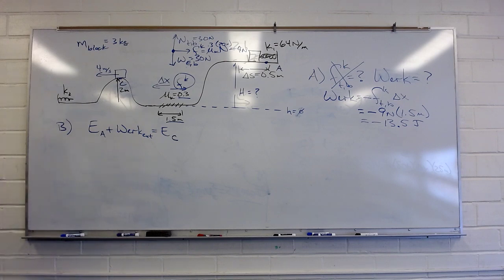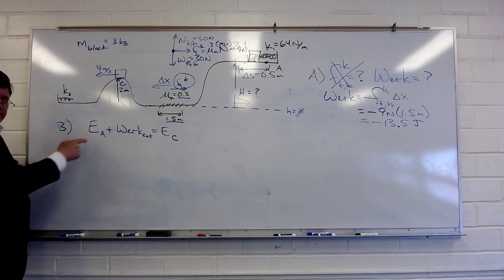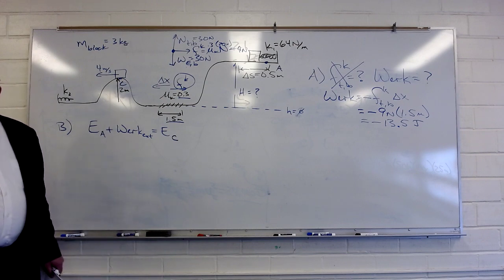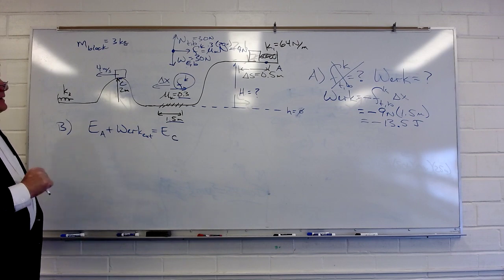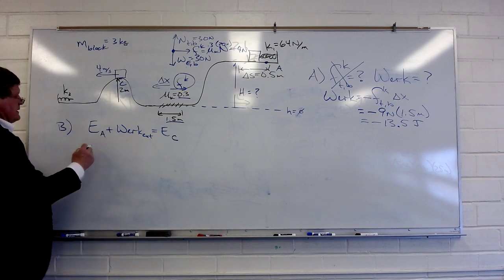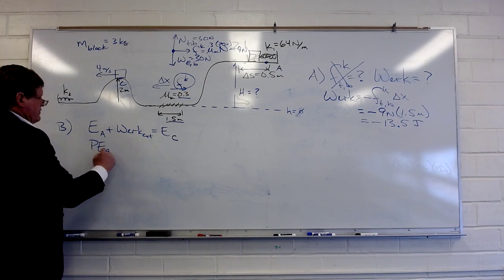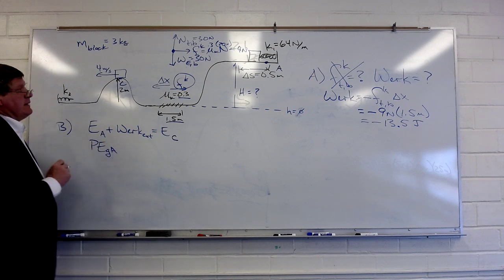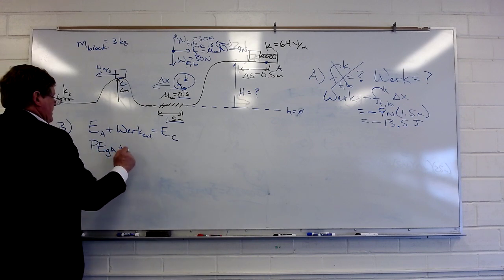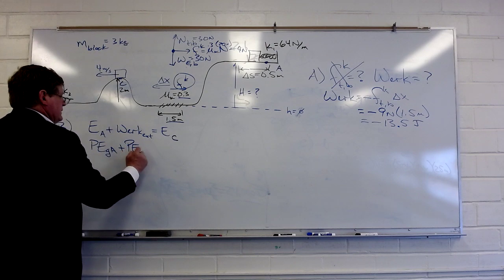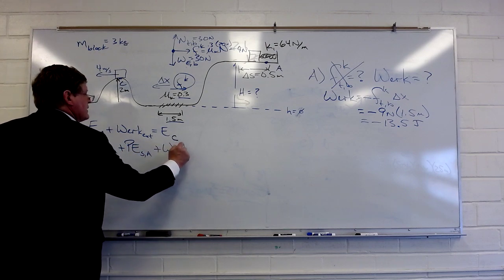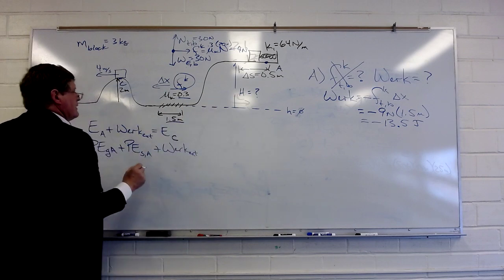And then I ask myself, what kinds of work did I have at A? And I always ask myself the same three questions. Is anything with mass moving? No. Is anything up off the floor? Yes. So I have gravitational potential at A. The third question is, are any springs stretched or compressed? Yes. So I have spring energy at A. And then I have this work that we calculated in part A over there.